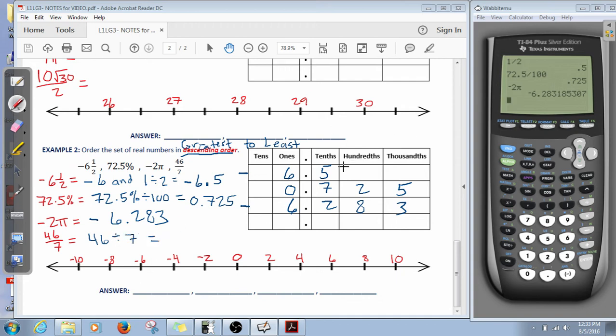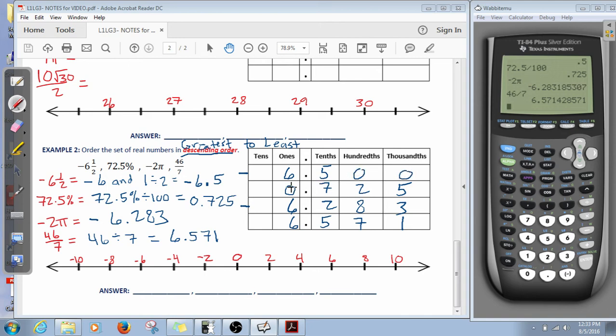Fractions are dividing. So 46 divided by 7. There we go. So now I've converted everything to a decimal. That's always my first goal. 0.5, 6.571. So positive 6.571.